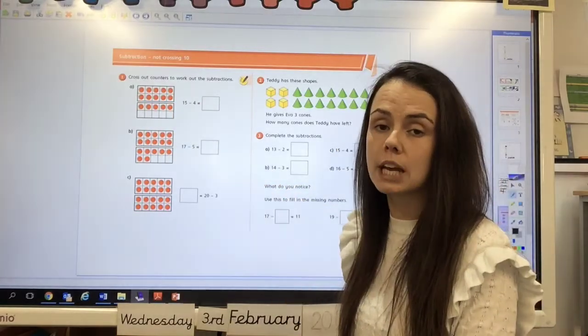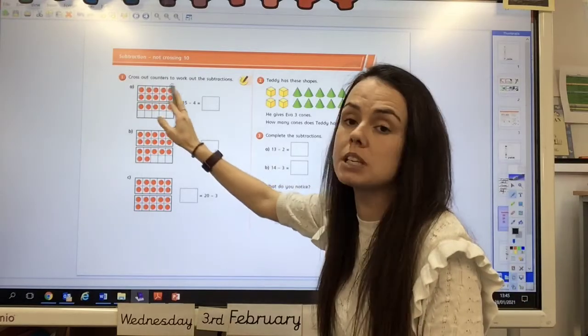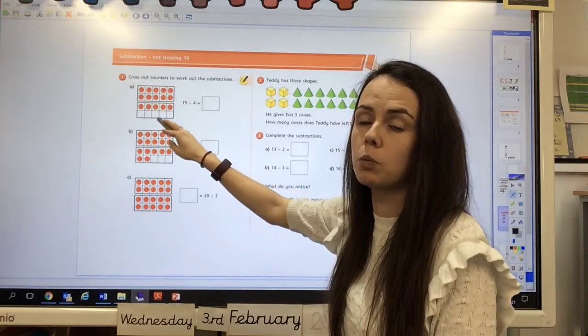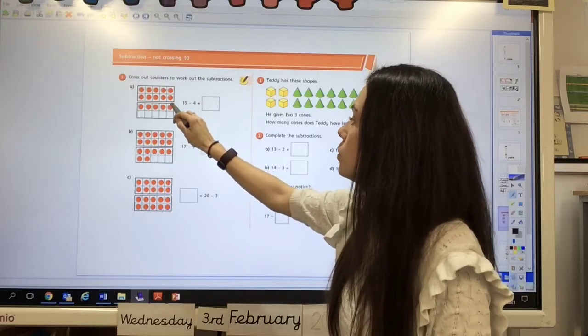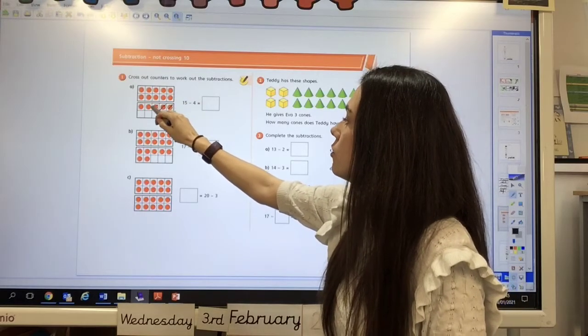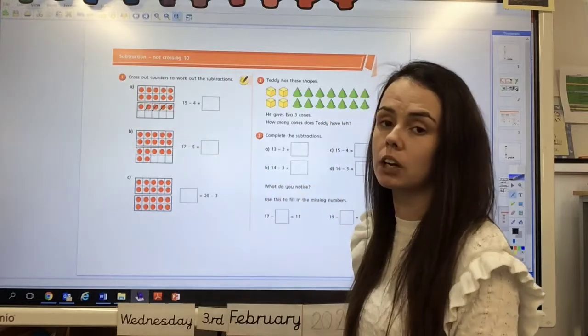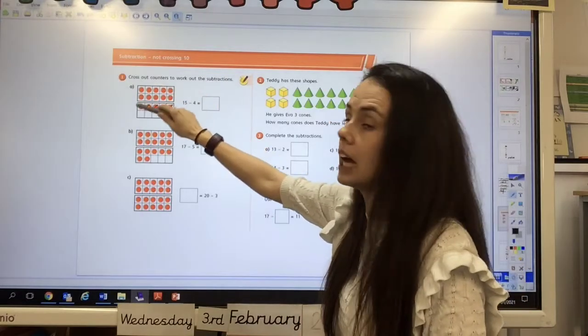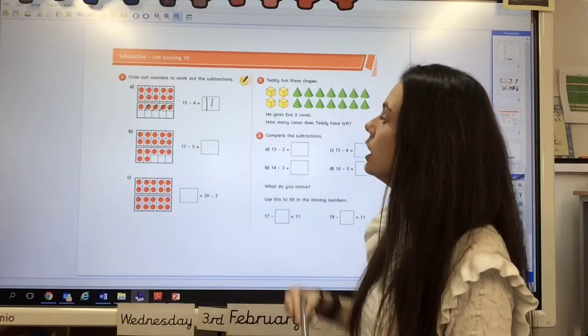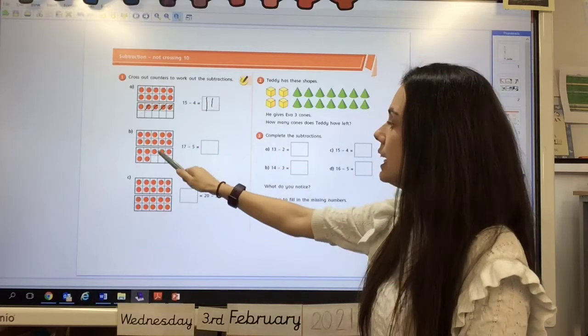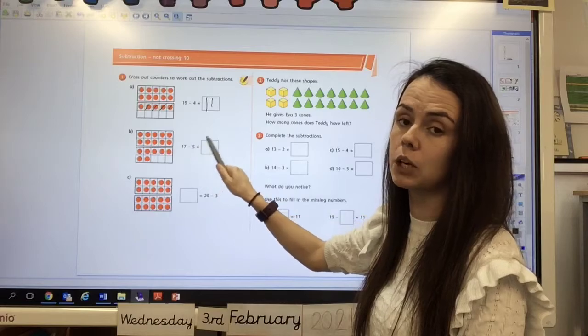Now the way you take this away is you don't take from this 10 yet. You start with our 1s and then we head to the 10s if we need to. So we're taking away 4. 1, 2, 3, 4. How many have I got left? A 10 and a 1, which is 11. A 10 and a 1. Fantastic.